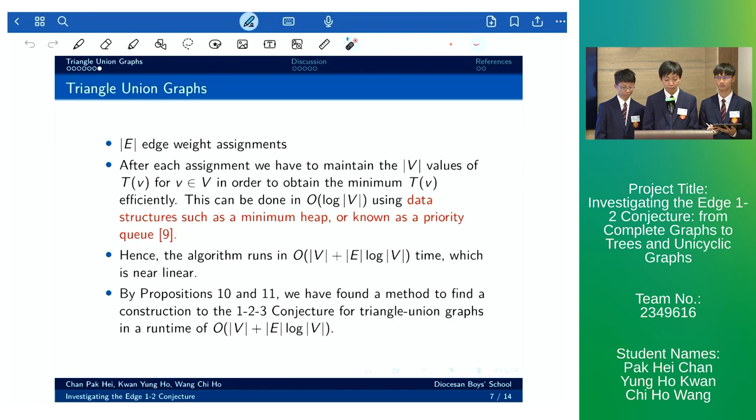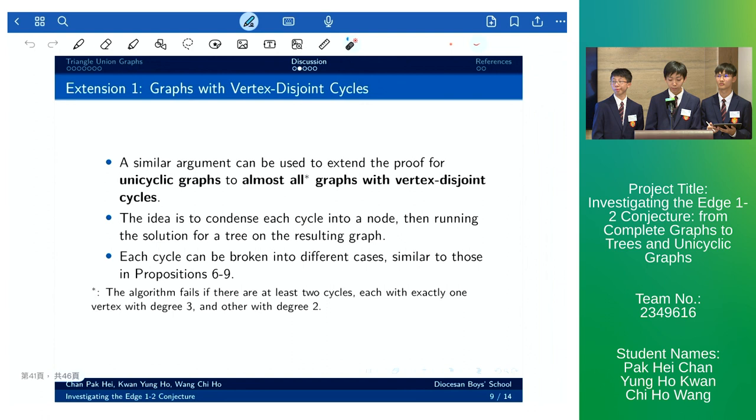Our team came up with two potential extensions to our main results. Firstly, we found that a similar argument can be used to solve the conjecture for almost all graphs with vertex-disjoint cycles. The algorithm might fail if there are at least two cycles, each with exactly one vertex with degree 3 and other vertices with degree 2.